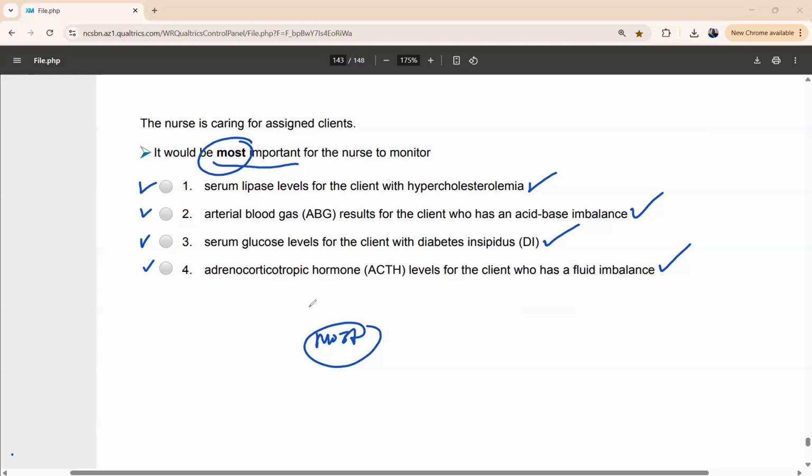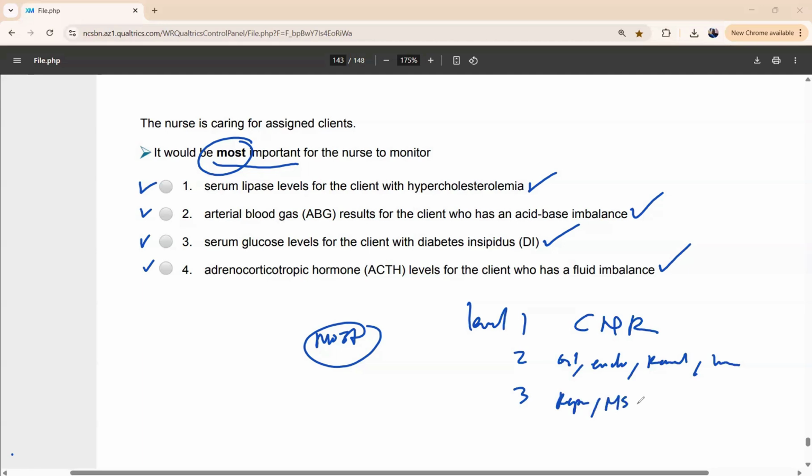Now, if you are trying to think about who is going to die, it always comes in levels. I gave it in prioritization. Level 1, we have the CNR. Level 2, we have your GI, endocrine, your renal system, your immune system. Level 3, you have your reproductive system, your musculoskeletal, and then your integumentary, which is the skin. So if I'm to monitor patient condition, I will try to group conditions related to the CNR first. I will look at it.